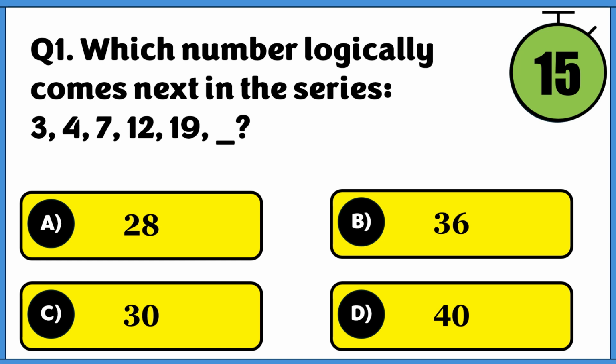Question 1. Which number logically comes next in the series? 3, 4, 7, 12, 19? Is it A, 28, B, 36, C, 30, or D, 40?